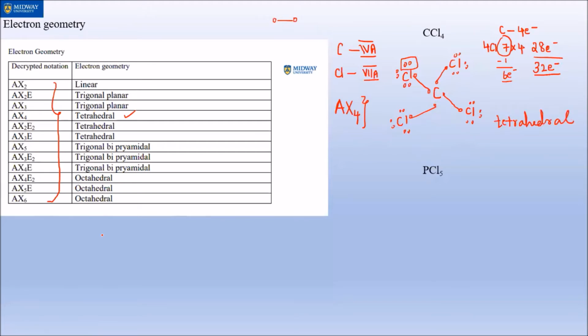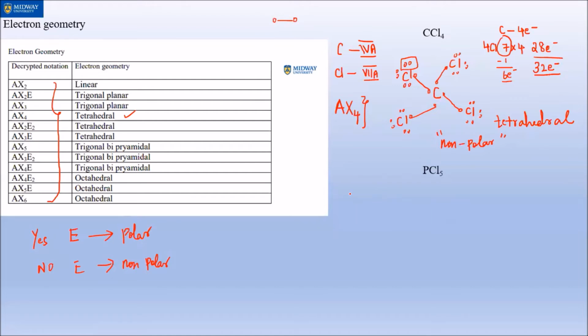And typically, a molecule with E's is polar, and a molecule with no E is typically nonpolar. So is this molecule polar or nonpolar? It's nonpolar. There are exceptions, but we're not going to get into exceptions, at least in this course.